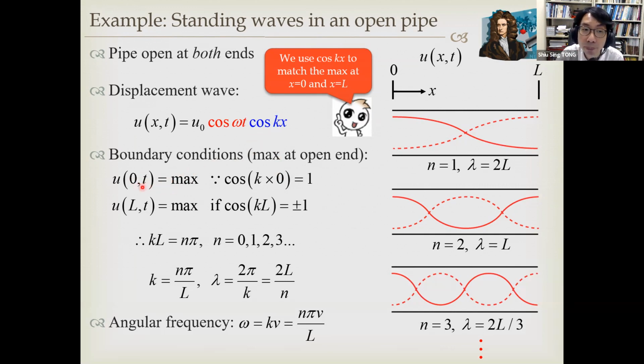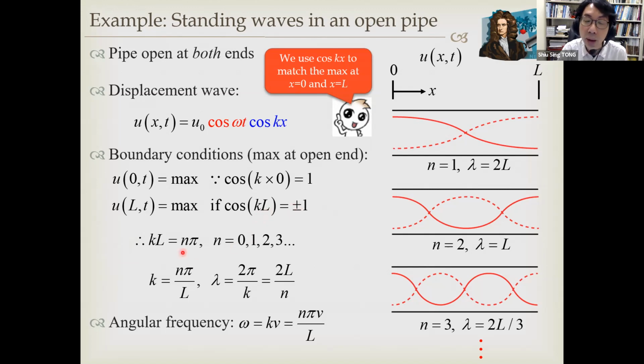We need at x equal to 0, the disturbance is maximum. This must be true because cosine K0 is 1, which is the maximum value for the cosine. So it must be satisfied. And on the other end, if I substitute x equal to L, that should be a maximum on the other end. In order to make that a maximum disturbance, cosine KL must either be equal to +1 or -1 because it's the largest possible magnitude for the cosine function.